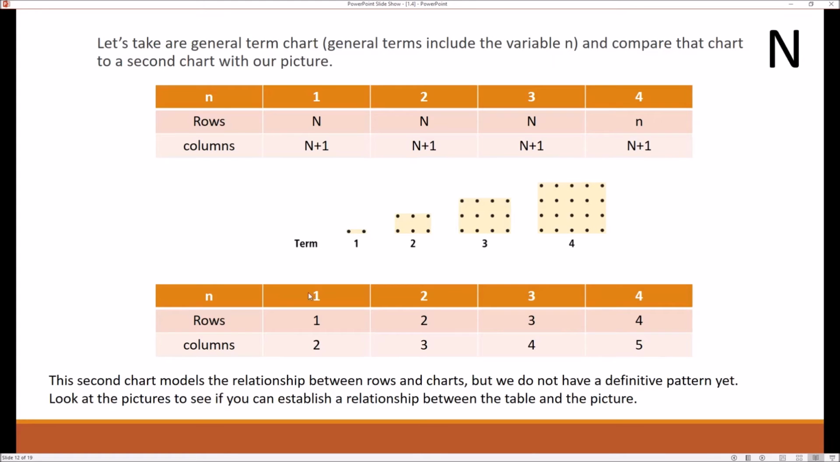So let's go back here. So rows and columns. I have 1 row, 2 columns. How many dots do I have? I have 2 dots. That might be something. 2 rows, 3 columns. How many dots do I have? I have 6. I'm starting to see a pattern here.